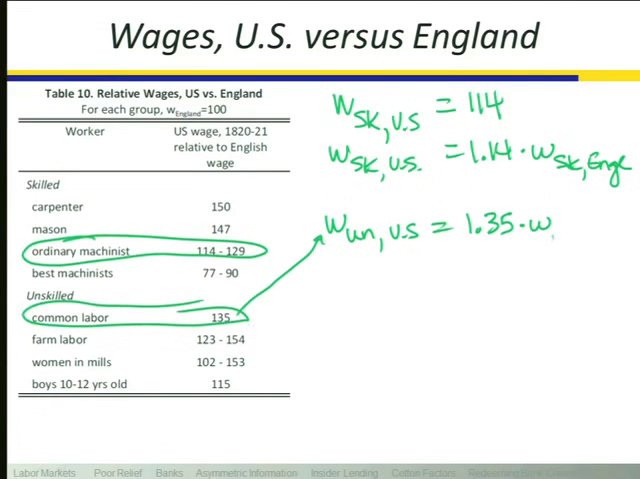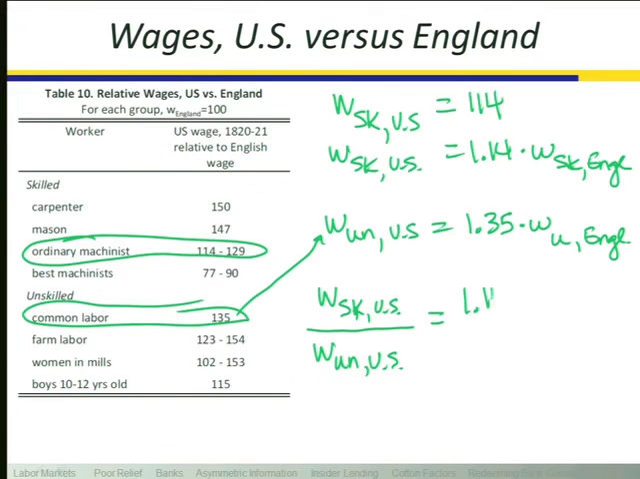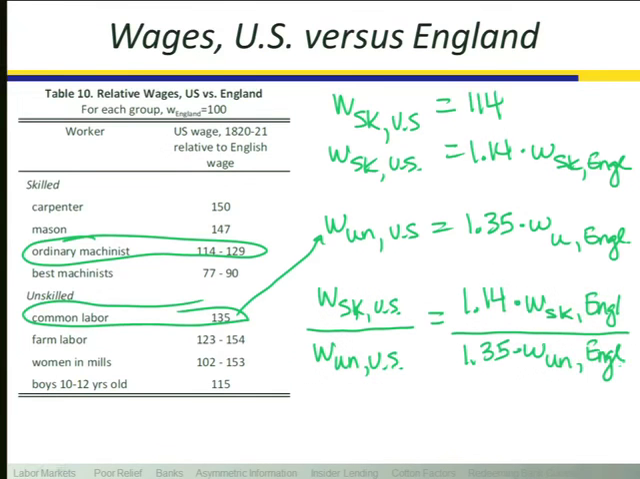So that's just interpreting the table. A number 114 means that the skilled workers in the United States are earning 14% more than the skilled workers in England, or the skilled wages in the United States are 1.14 times the skilled wages in England. And now I can compute the skill premium, so the skilled wages in the United States divided by the unskilled wages in the United States. So I'm going to have my skilled wages in the United States are 1.14 times the skilled wages in England, divided by unskilled wages in the United States, which are 1.35 times the unskilled wages in England. So I'm just substituting in.